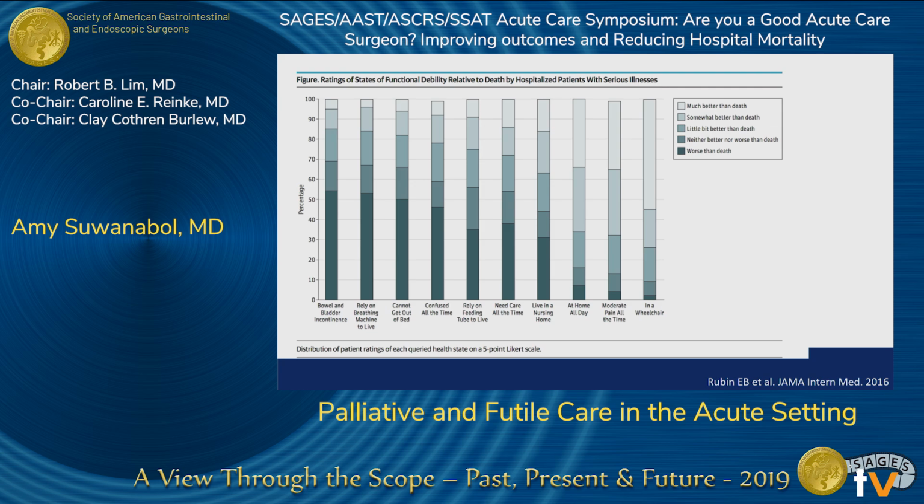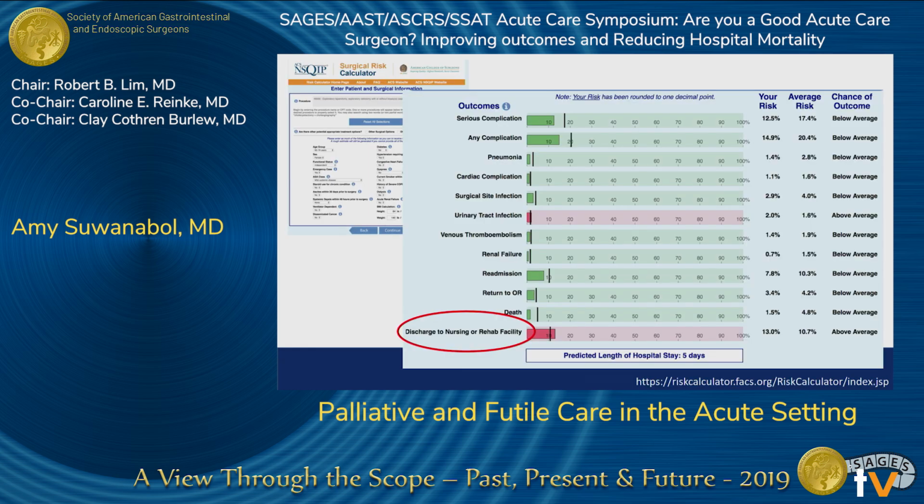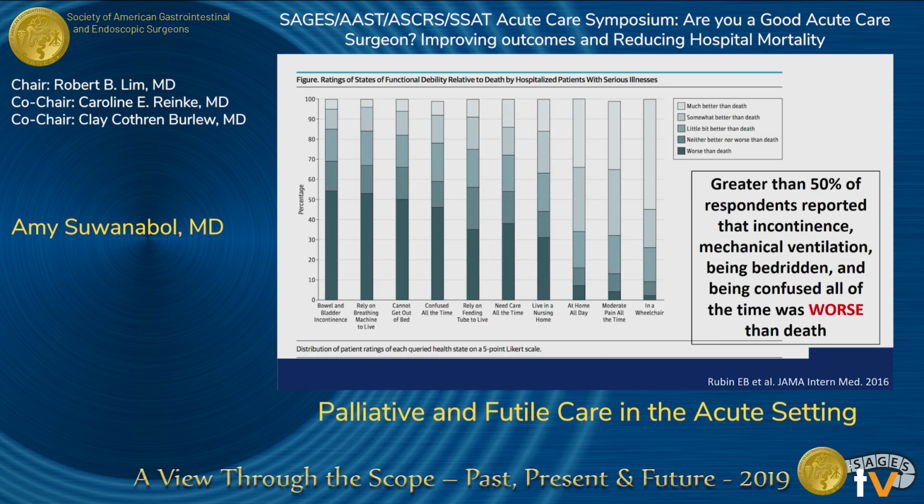And I'll say that there is literature to support some of these ideas. There was a study across seriously ill older adults where they were asked to weigh states of different health against disease. The darker colors indicate states worse than disease. And what you'll see here is that more than 50% of the seriously ill older adults reported that bowel and bladder incontinence, need for mechanical ventilation, being bedridden, and being confused all the time was worse than the state of death, okay?